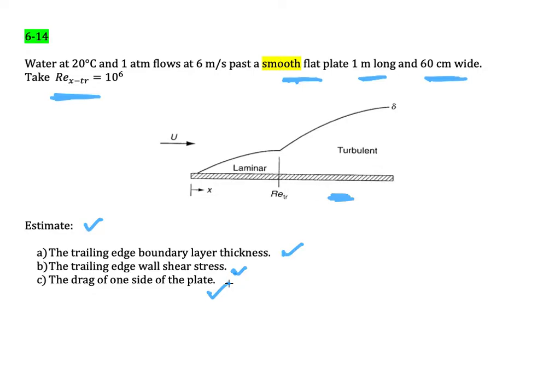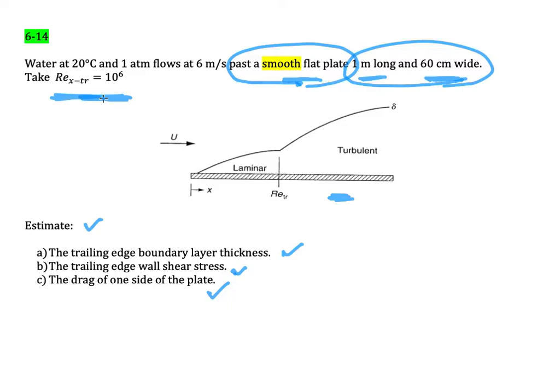So in this question, we have a flat plate and it is a smooth plate. So this is the dimension, 1 meter long and 60 centimeter wide. And then we know the transition Reynolds number, which means the condition where the laminar boundary layer will become a turbulent boundary layer. And then this is the question that we need to solve.